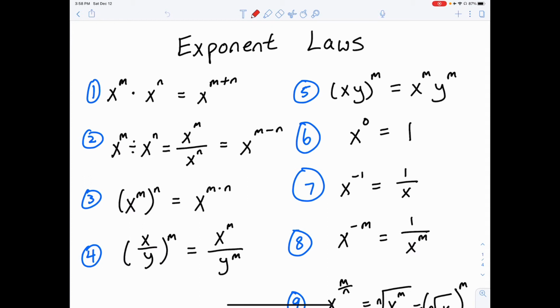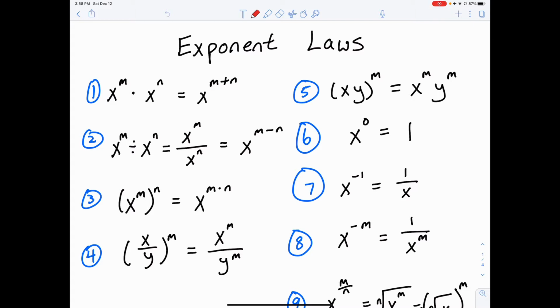Hello everyone, today we're talking about exponent laws. So let's go over the list and see if you understand them all. The first one is x to the power of m times x to the power of n. When you have a multiplication between two of the same base, we will be adding their exponents.